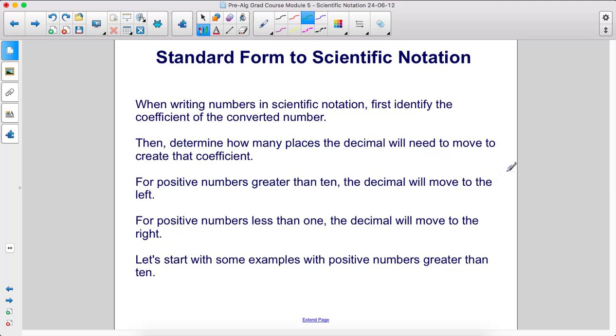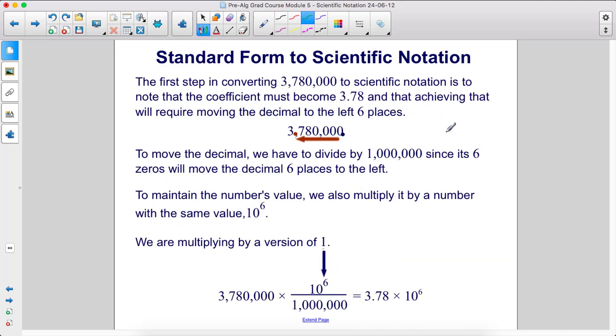Let's start with some examples with positive numbers greater than 10. The first step in converting 3,780,000 to scientific notation is to note that the coefficient must become 3.78, and that achieving that will require moving the decimal to the left 6 places. So you can say 1, 2, 3, 4, 5, 6. To move the decimal, we have to divide by 1,000,000. Since it's 6 zeros, we'll move the decimal 6 places to the left.